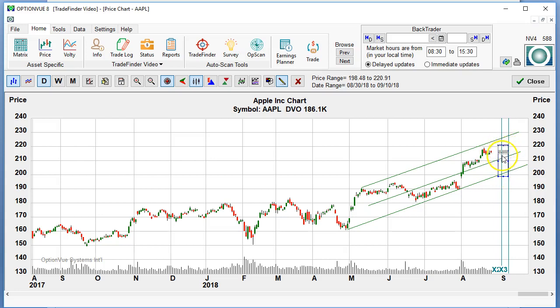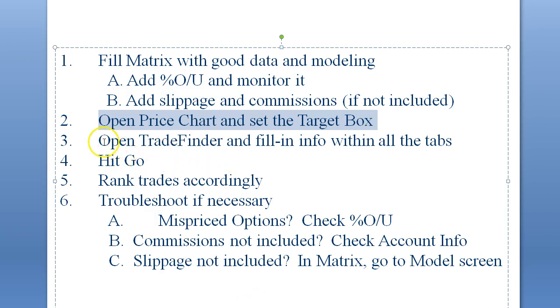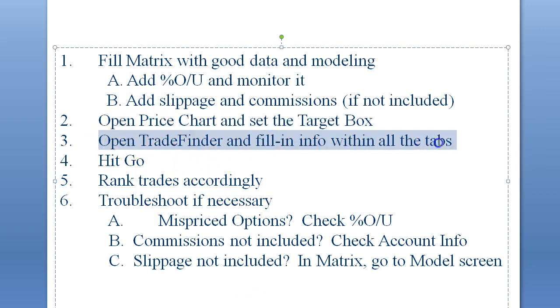But let's just bring this down to where we feel the market is going to go. And I'm going to encompass here. Let's bring it over to there. We think price is going to drift down into this box here. That's our target box. And the borders are reflected right up here that you can see. So there we go. We have set the target box. Now our next step is to open TradeFinder and fill in the info within all the tabs.